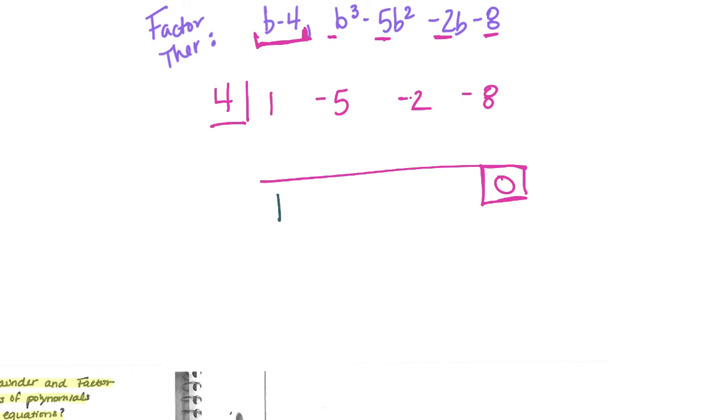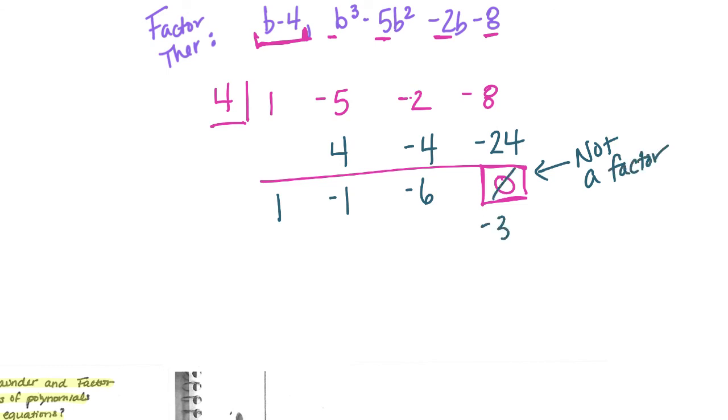Add down, multiply up, add down, multiply up, add down, multiply up, and this is not a factor because it will not be a 0. It will actually be a negative 32.